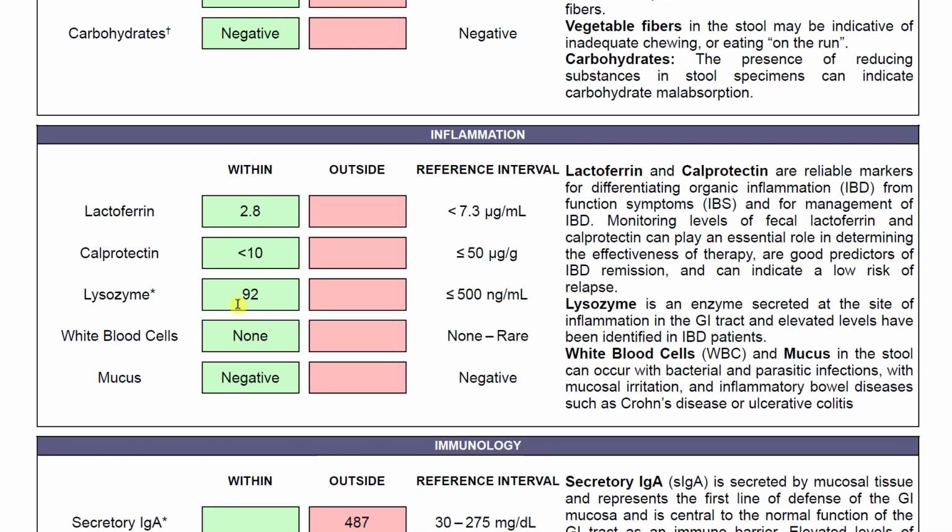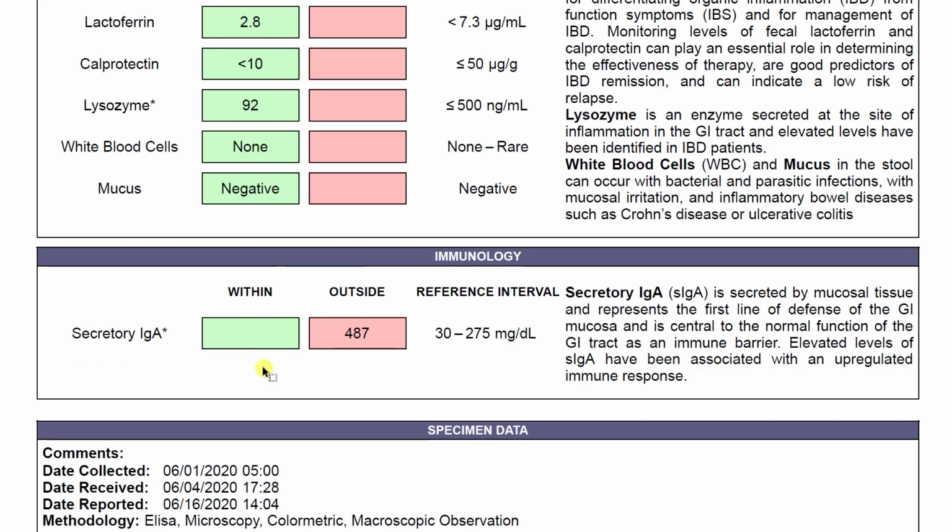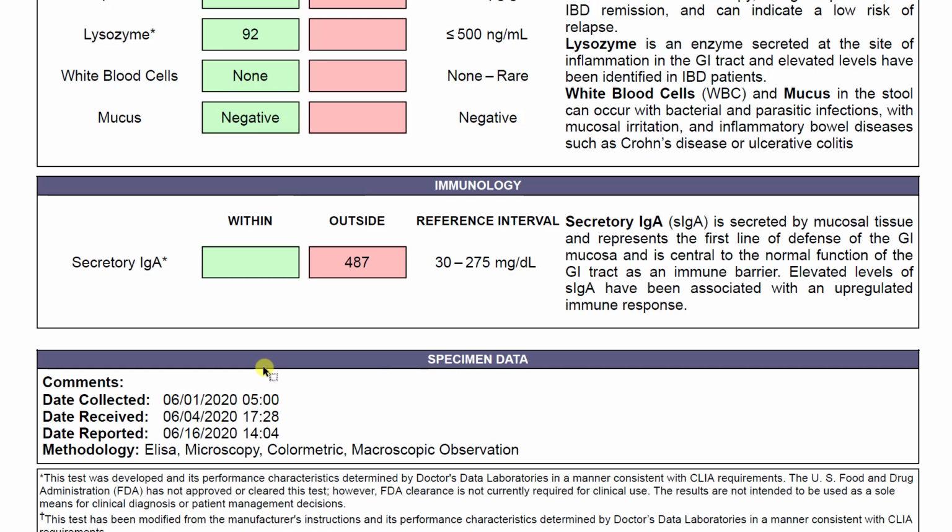Next are the inflammation markers. Lactoferrin is normal, calprotectin is normal, lysozyme is normal. No white blood cells or mucus were passing through. Now, secretory IgA is a first-line molecule that is activated whenever our immune system is fighting something. You can see here that your secretory IgA is elevated almost by half, 275 being the higher limit, and you're at 487. So it's definitely a high marker suggesting that your immune system is being activated.